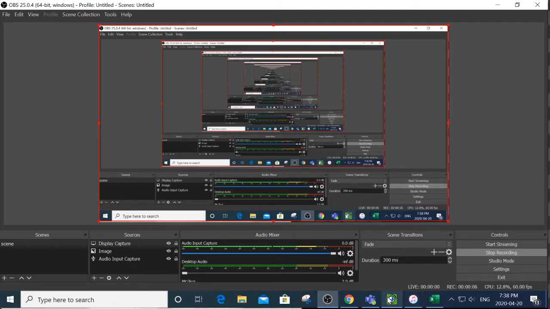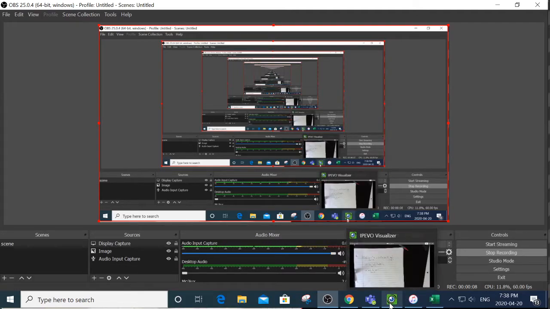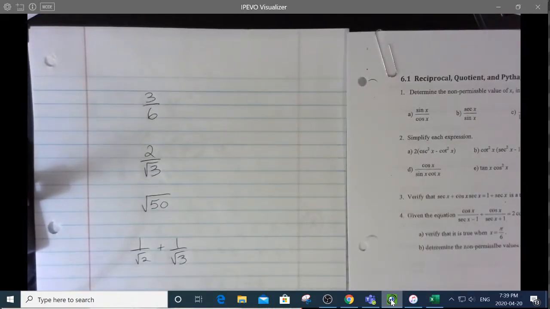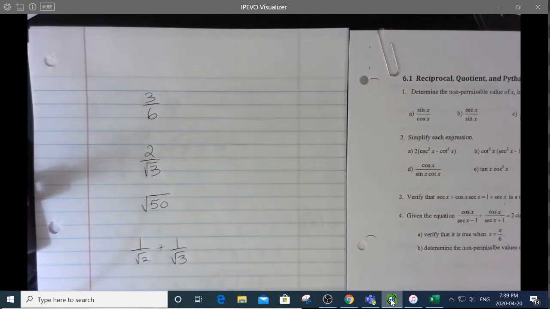I just wanted to do some examples from the stuff that I assigned, because I know this stuff is kind of tricky. It's dealing with 6.1 and 6.3, and even a little bit with 6.2, which we're going to do some more examples for in the next video.